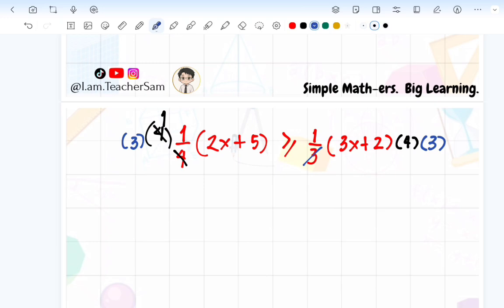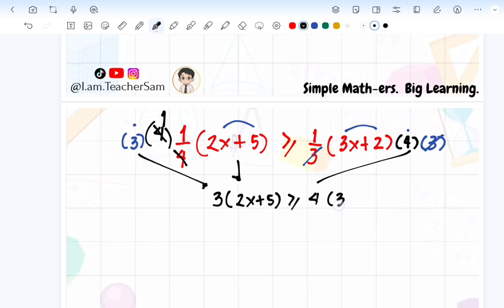What we have left is 4 and 3 times 2, 3 and 2 times 5. We're going to rewrite it again. We have 3 multiplied by 2x plus 5 more than or equal to 4 multiplied by 3x plus 2. We're going to do the distributive property. Multiply 3 to 2x and to 5. Multiply 4 to 3x and to 2. So 3 times 2x is 6x plus 3 times 5 is 15, more than or equal to 4 times 3x, 12x, plus 4 times 2, which is 8.